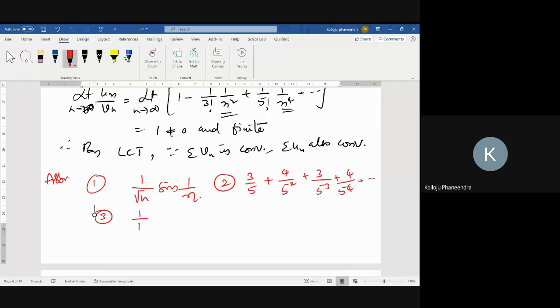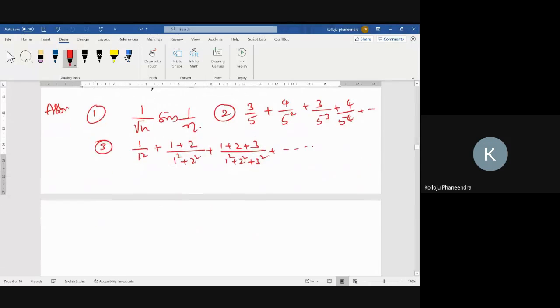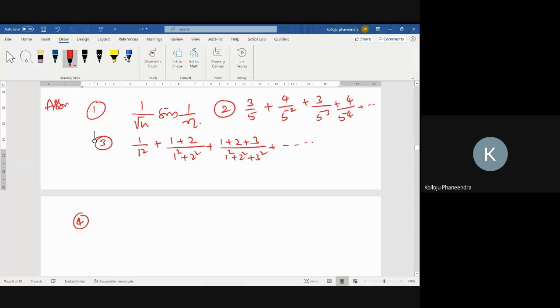1 by 1 square, 1 plus 2 by 1 square plus 2 square, 1 plus 2 plus 3 by 1 square plus 2 square plus 3 square, and so on. Fourth problem: 3 by 1, 4 by 8, 5 by 27, 6 by 64, and so on. Fifth problem.